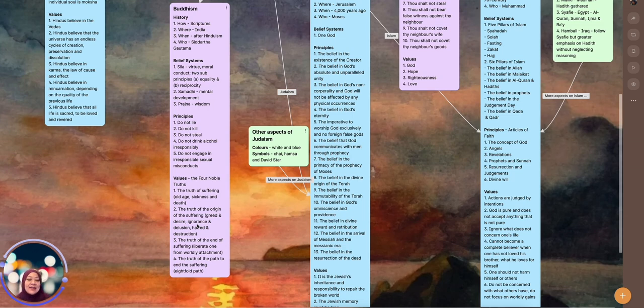Number 9, the belief in the immutability of the Torah. Number 10, the belief in God's omniscience and providence. Number 11, the belief in divine reward and retribution. Number 12, the belief in the arrival of the Messiah and the Messianic era. And last but not least, number 13, the belief in the resurrection of the dead.